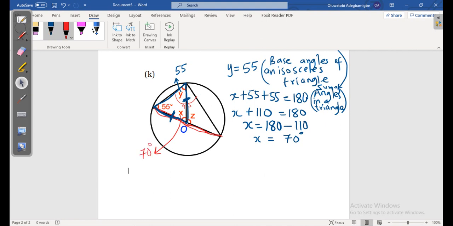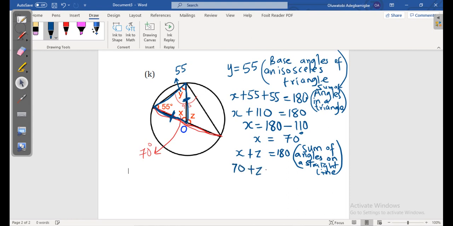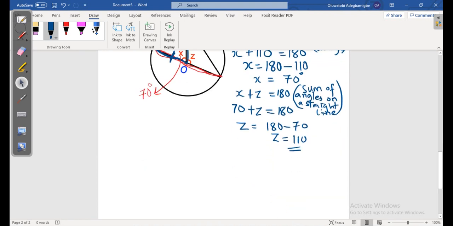Now I'm left with z. What do I do to get my z? All I need to do to get my z is to say x plus z is 180 degrees, and that is the sum of angles on a straight line. So which means that 70 plus z equals 180, and z equals 180 minus 70, and z equals what? 110. Good. If you find it difficult, you can watch the video again.